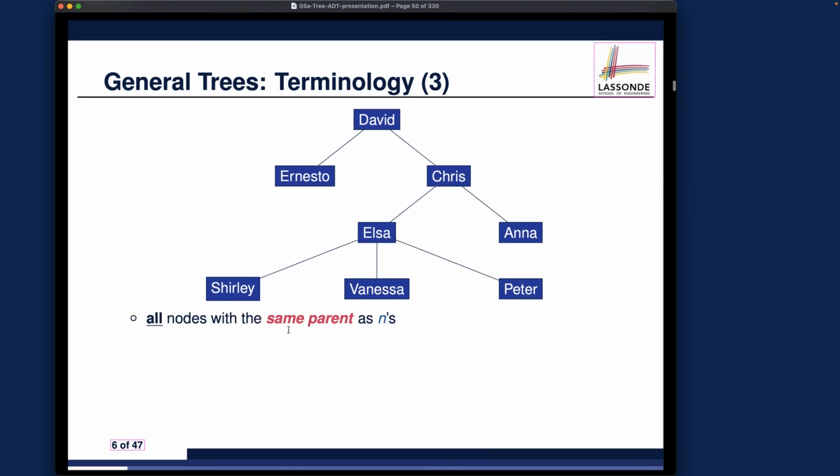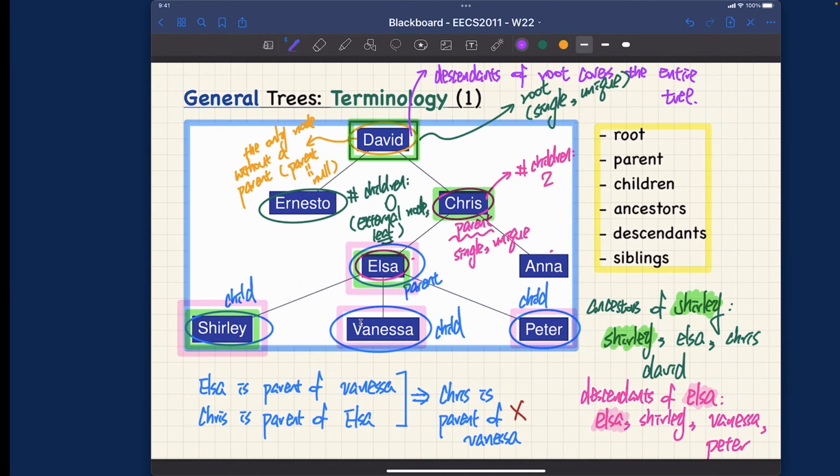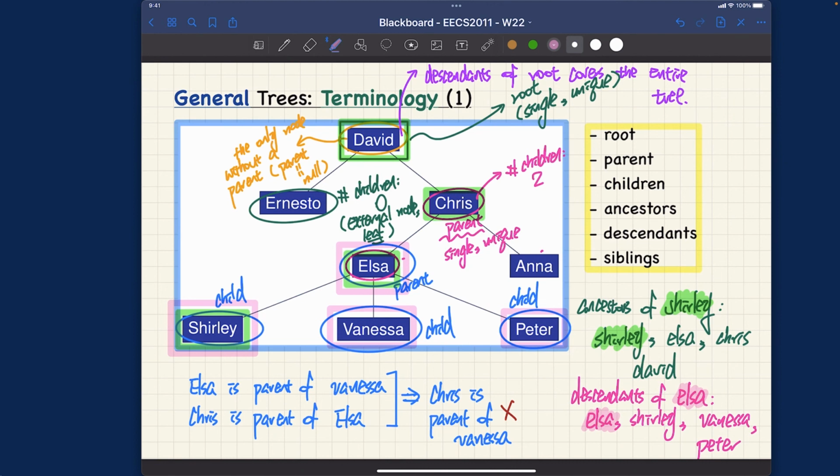And the next one will be, given some node n, which can be replaced by any of the nodes in the tree, there are other nodes that might have the same parent as node n that we are talking about. They are called the siblings of this particular node. Let's see from our diagram over here. For example, for Vanessa, we know that her parent is Elsa. Do we have any other nodes who also have the same parent, Elsa? Yes, we do. Peter and also Shirley, we actually got two siblings for Vanessa. You can say they're siblings of each other, right? So it's a very natural concept. I'm going to box Peter, Vanessa, and Shirley.